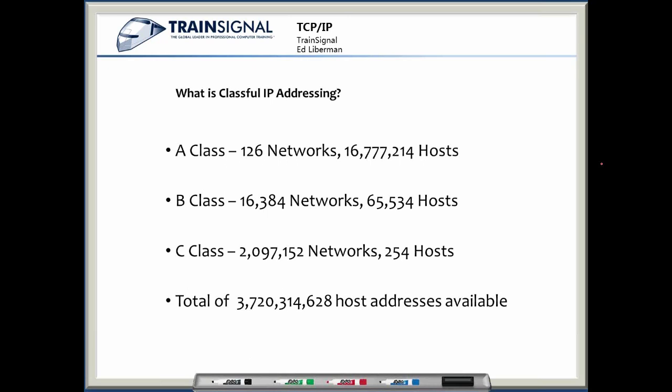What this means is if you do all the math and you put it all together, there's a total of almost 4 billion. It's 3,720,314,628 hosts available. And at the time, back when this was created, back in the 60s, the 70s, the 80s, it was thought that that would be plenty, right?